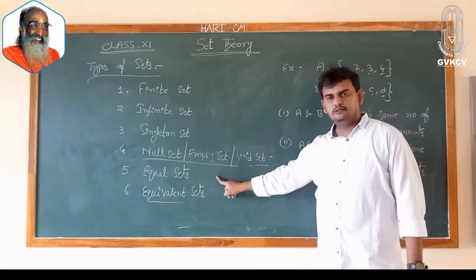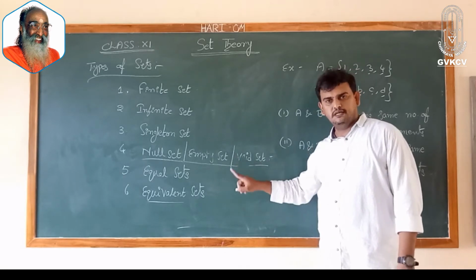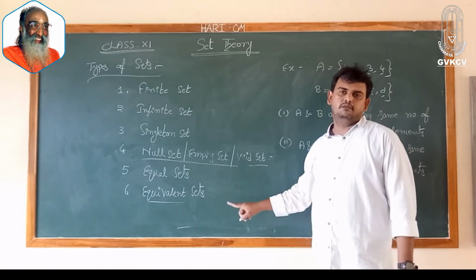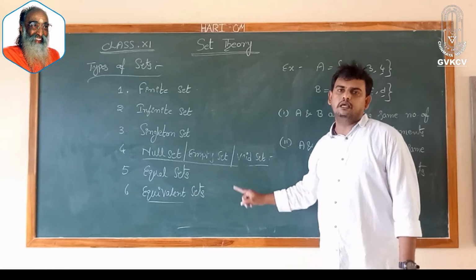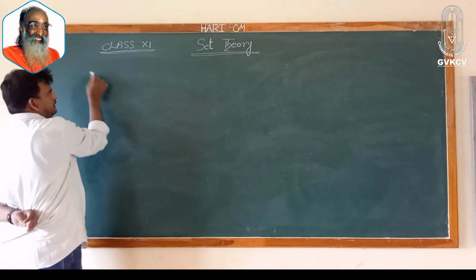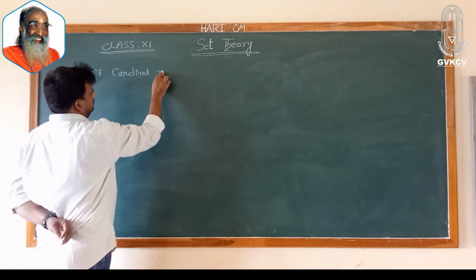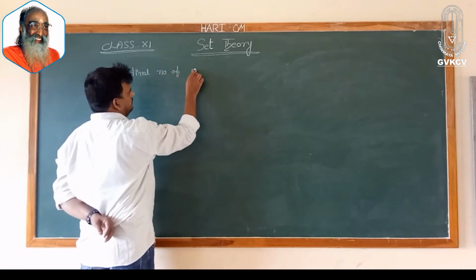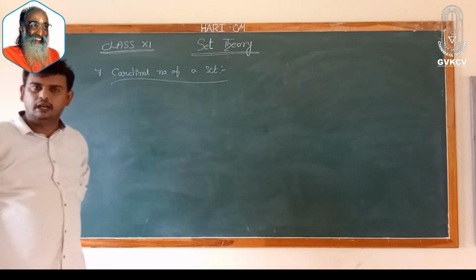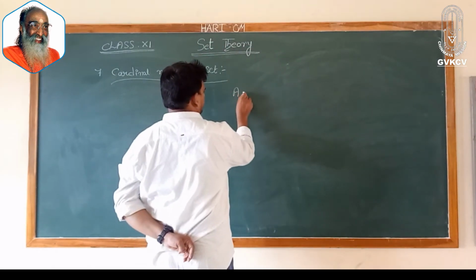So equal sets means same number of elements, same elements. Equivalent sets means same number of elements. Elements no need to be equal. Now we have another type of set, that is the 7th one, cardinal number of a set. What is the meaning of cardinal? Simple definition. Now let us see.